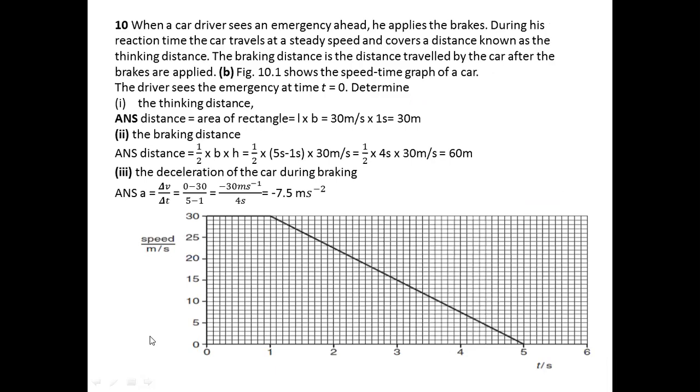What you have to do is calculate the thinking distance. How to calculate the distance from a speed-time graph? You have to calculate the area under the graph. So thinking distance corresponds to the time interval 0 to 1 second. This region shows the thinking process. The area under this horizontal line will be equivalent to the thinking distance. Distance is equal to area of rectangle, length into breadth. Here, length is 30 meter per second and breadth is 1 second. So the answer becomes 30 meter.